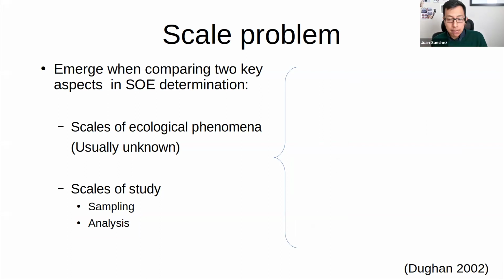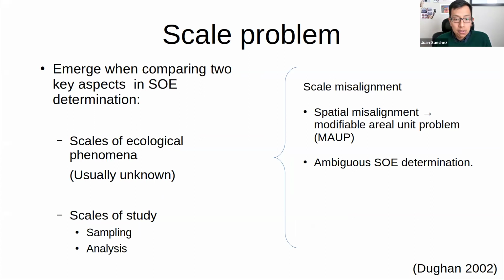Okay, so we can summarize this problem in something called scale misalignment. Scale misalignment refers to the discordance between the ecological scale and the scales of a study. And this emerges in two different cases. We can talk about spatial misalignment when we are the cause of the misalignment, because we are able to arbitrarily change the area or the grain of the environmental variable that we are looking at, and we have to make choices on what is the proper area or scale that represents the environmental variation that the species can perceive. Those differences can also lead us to ambiguous determination of the scale of effect. If we are not evaluating enough scales, we might be seeing different responses because the scales that another researcher is looking at do not agree with the scales that I'm looking at.